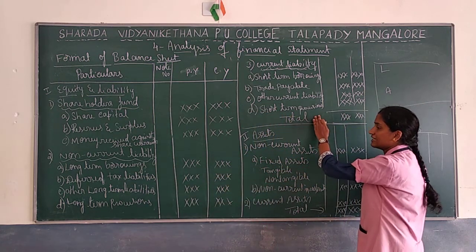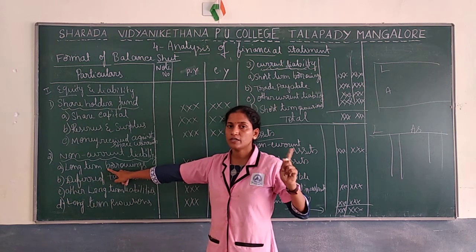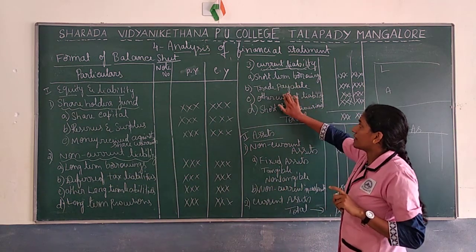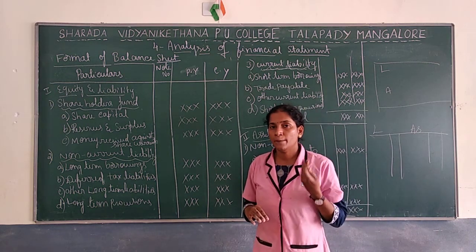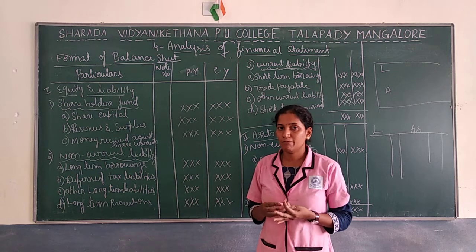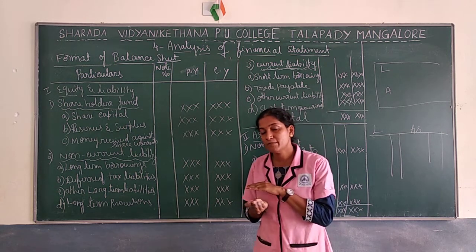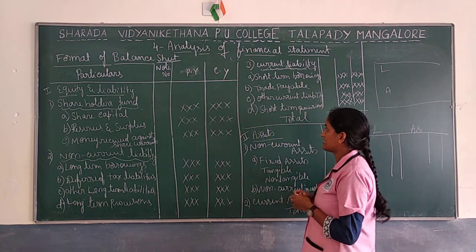Similarly, under the current liability, all these things will repeat. Wherever it is long-term, here it is short-term: short-term borrowings, trade payables. Trade payable includes both bills payable as well as creditors. Together it is called trade payable. Trade receivable means bills receivable as well as debtors. Together it is called trade receivable.